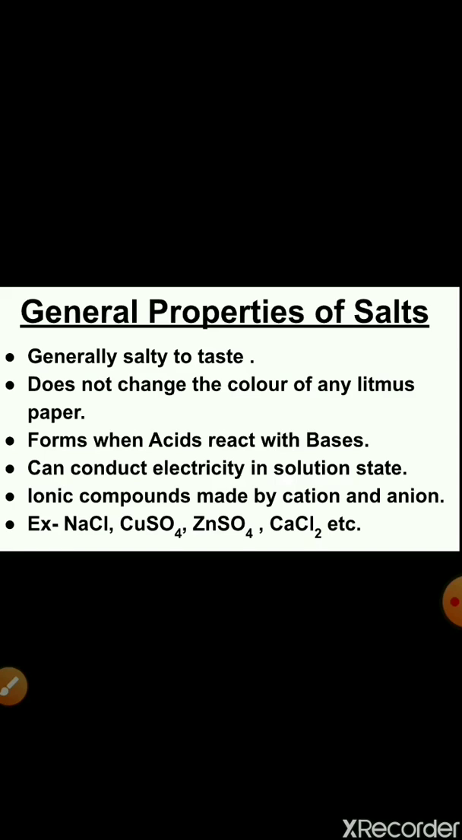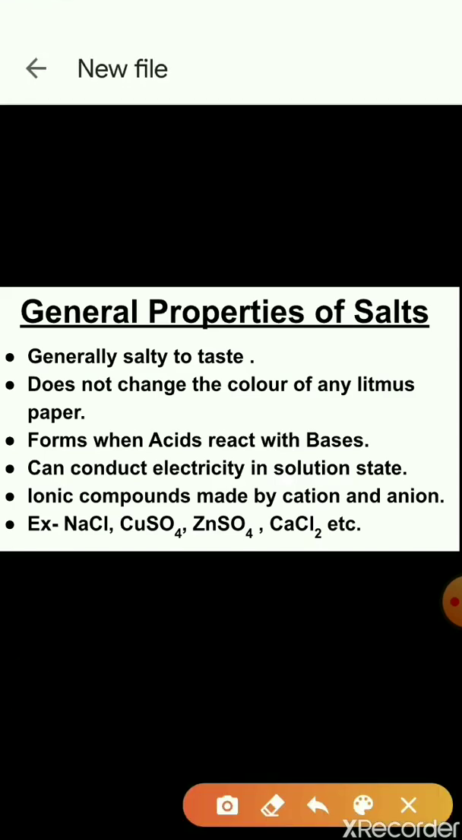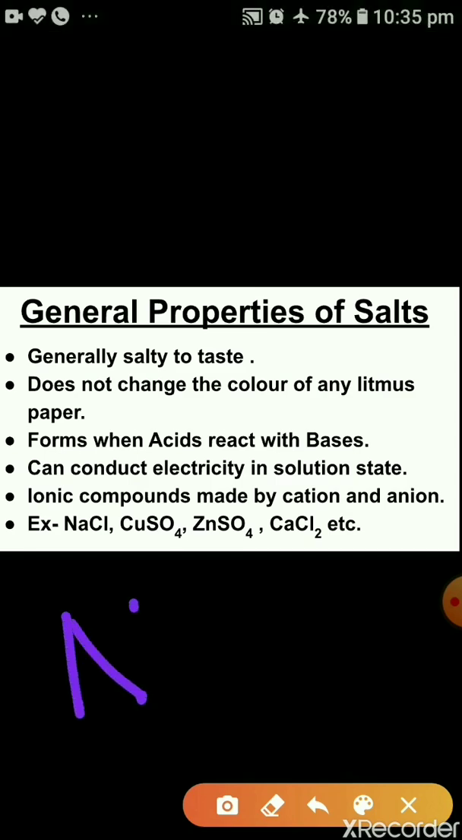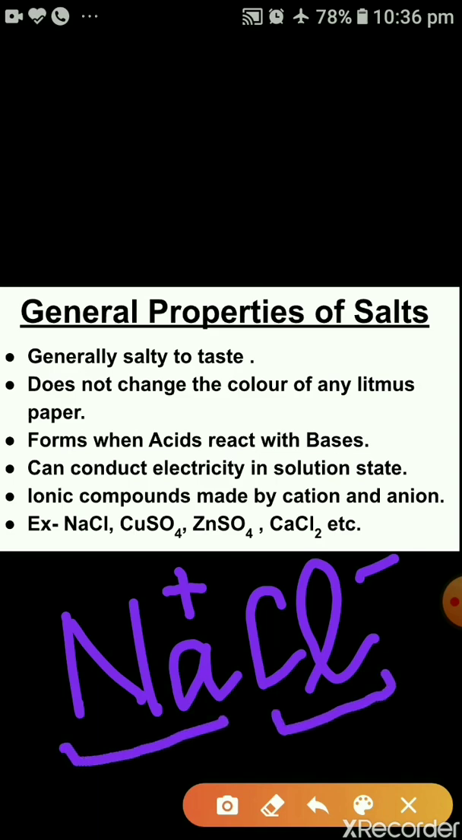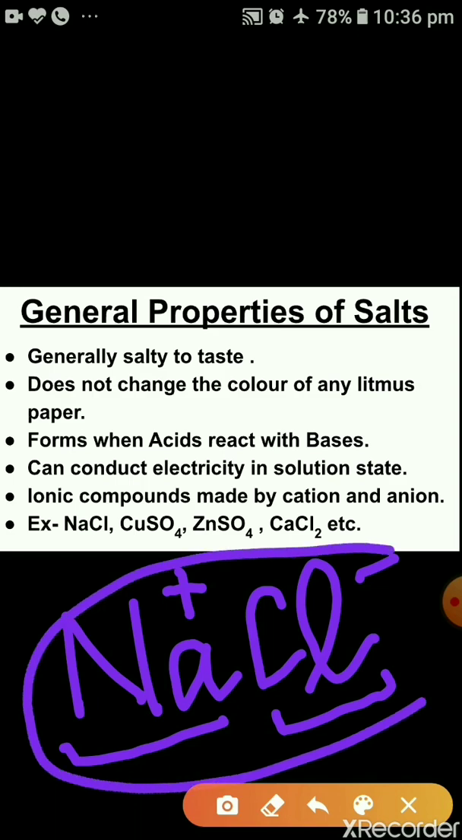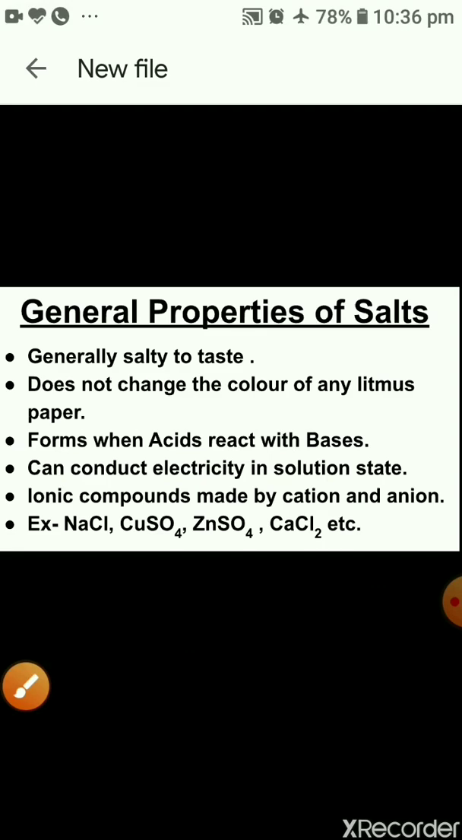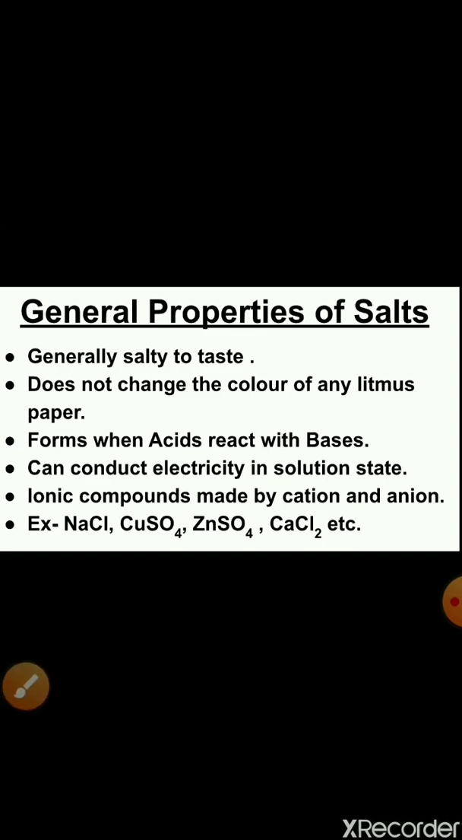And how are they forming? They are made by cations and anions. If I am saying NaCl salt, if I am writing here NaCl, then Na is positive and Cl is negative. So it is the cation, it is the anion. When cation and anion combine together, they form a salt. This is a salt. Some other examples of salts are NaCl common salt, copper sulfate, zinc sulfate and calcium chloride.